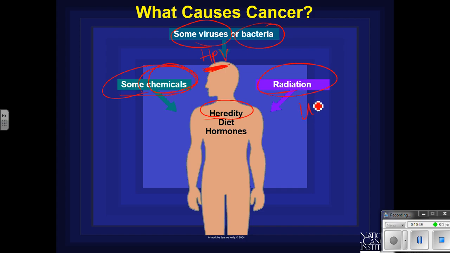Radiation, best example of this, UV. X-rays also are a form of radiation, which is why you should limit the number of X-rays you have. Usually doctors won't do those unless they deem them really important and appropriate at the time, just because the more X-ray exposure you have, the more likely you are to damage your DNA, and that could lead to cancer.